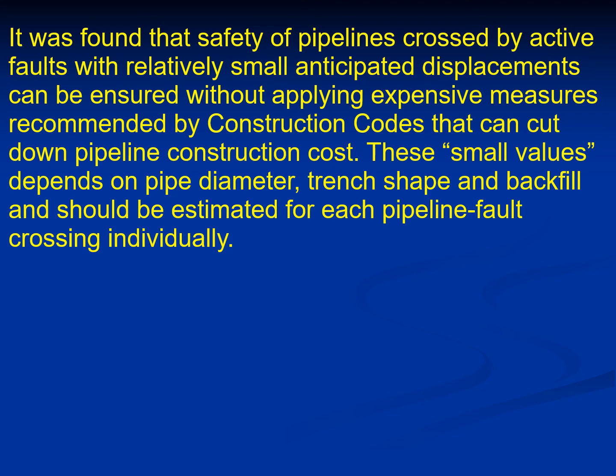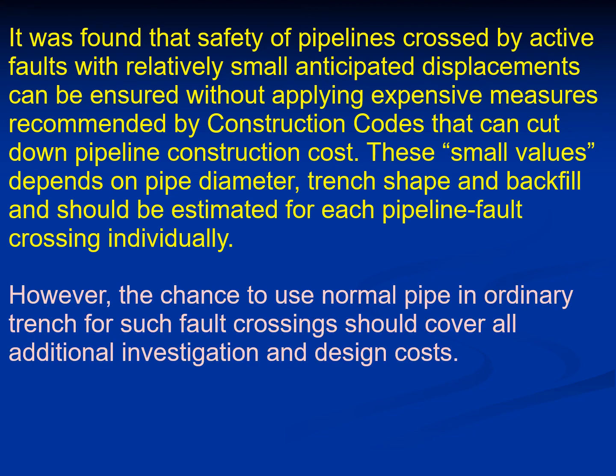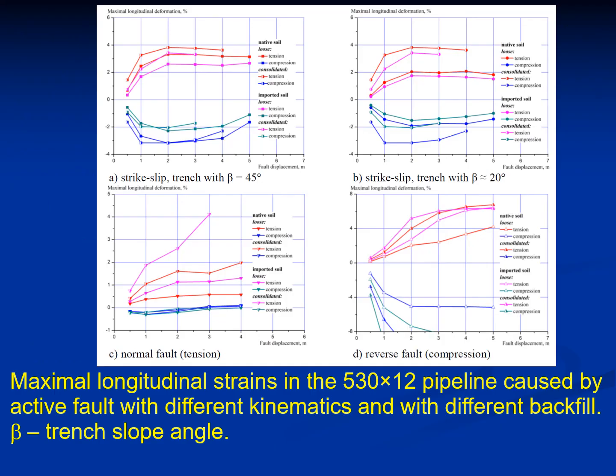These, let's say, small values depend on pipe diameter, trench shape, and backfill, and should be estimated for each pipeline fault crossing individually. However, the chance to use normal pipe in an ordinary trench for such fault crossings should cover all additional investigation and design costs. Here is an example of maximal longitudinal strains in the pipeline caused by an active fault with different kinematics and with different backfill. Beta is the trench slope angle.